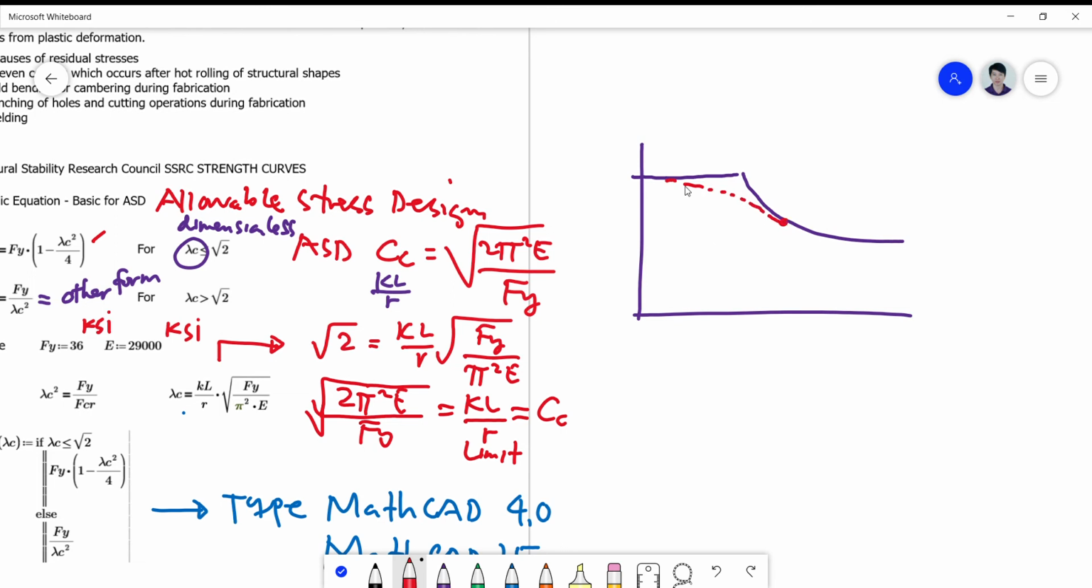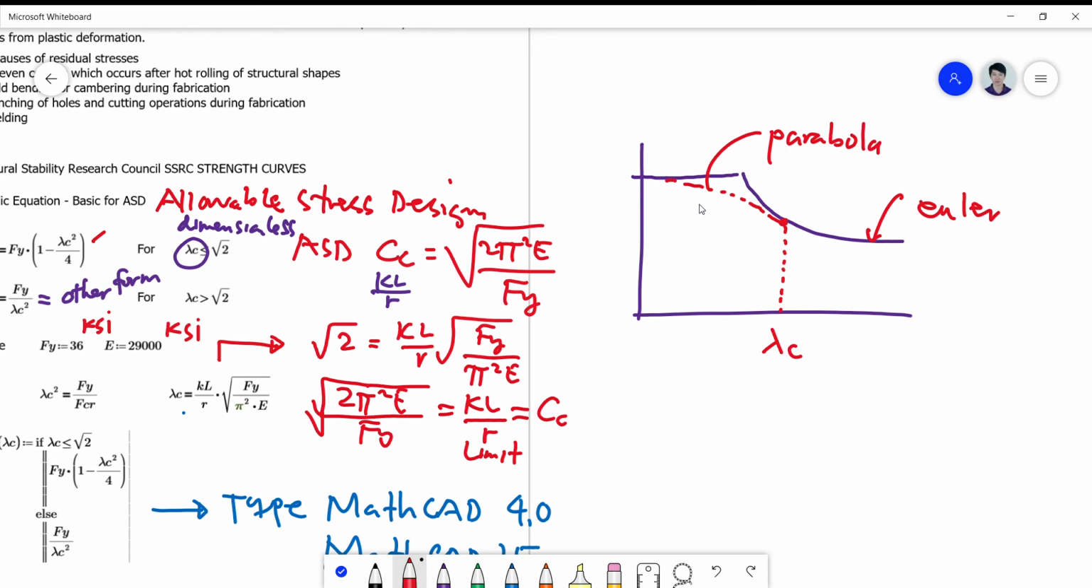Okay, so this is now your parabolic curve, which is the basis for your ASD. And the limit of the parabolic curve with that of the Euler curve will be lambda sub c, okay, in general. And lambda sub c, as I've told you, is actually square root of 2 or approximately 1.5.